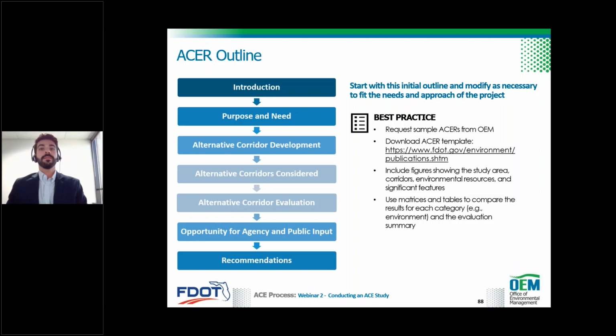During our research, we identified some best practices when developing the report. Before developing the ACER, reach out to OEM for some sample templates. There's also an ACER template on the OEM website. While developing the report, use maps, figures, tables, and charts. This is how you effectively tell the project story. Where are each of the environmental resources and where are the corridors? That's best explained with a map. Use evaluation matrices to compare corridors, similar to a PD&E study.